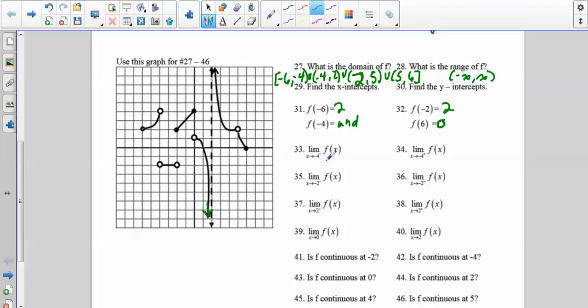The limit as x approaches negative 4 from the left. So 0, 2, here's negative 4. As we approach negative 4 from the left, we're approaching this hole right here, and that one has a y value of 4. So this is 4. The limit as x approaches negative 4 from the right. So here's negative 4 again. As we approach it from the right, we're approaching this hole, and so that limit is negative 2.